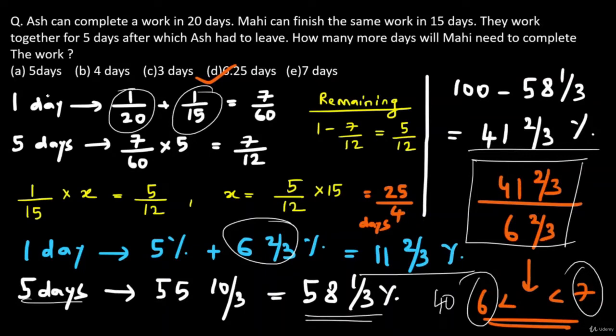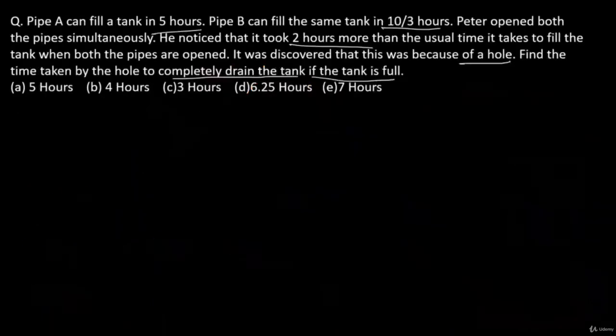So looking at the answer options, there is only one answer option which lies in that range. So we don't even need to find the exact answer when we divide 41 2 by 3 by 6 2 by 3, and we get the answer as option D, that is 6.25 days.